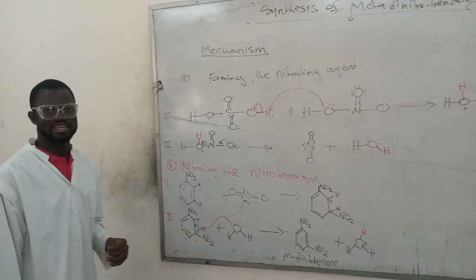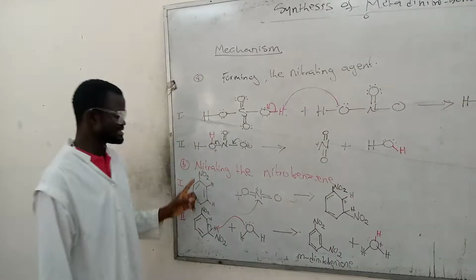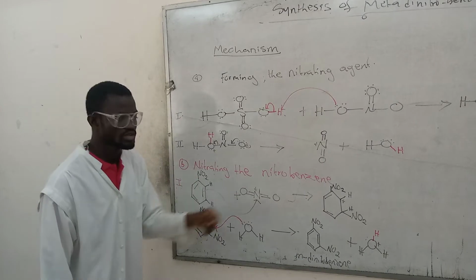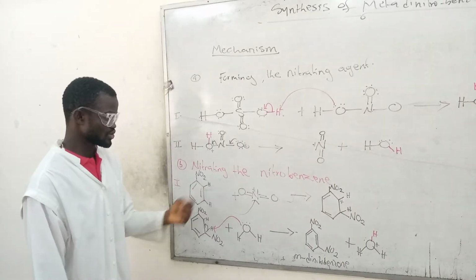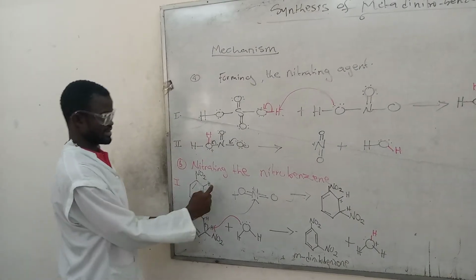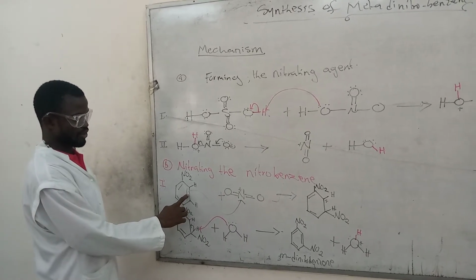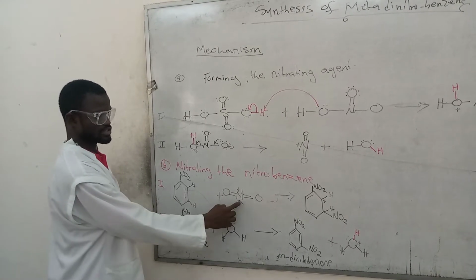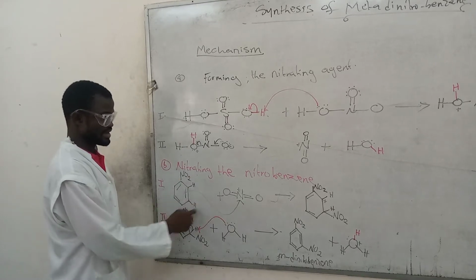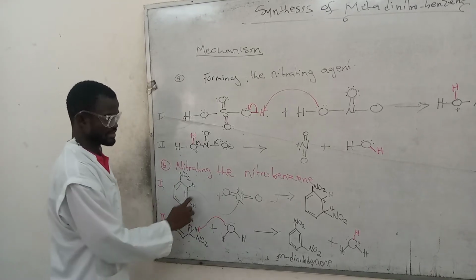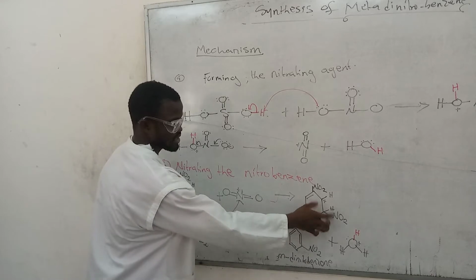Now, the mechanism B aspect is where we add the nitrobenzene to the nitrating agent, the nitro group. So this is nitrobenzene here, and this is the nitro group. The benzene ring uses its pi electrons to attack the electrophile. Remember, nitrobenzene here is the nucleophile, so it attacks the electrophile, and this is what we have.